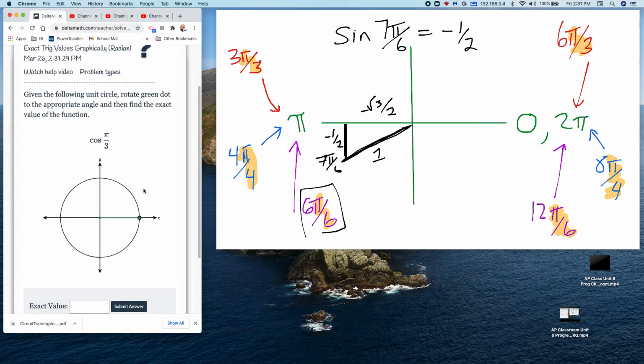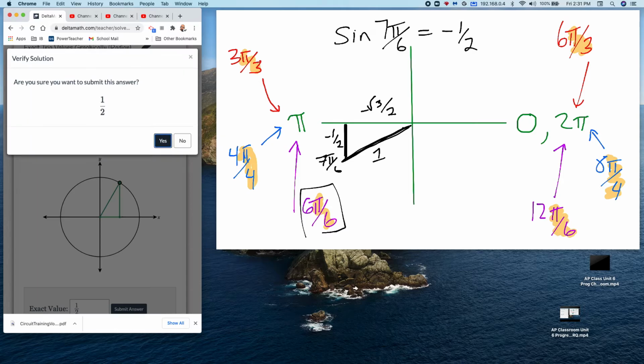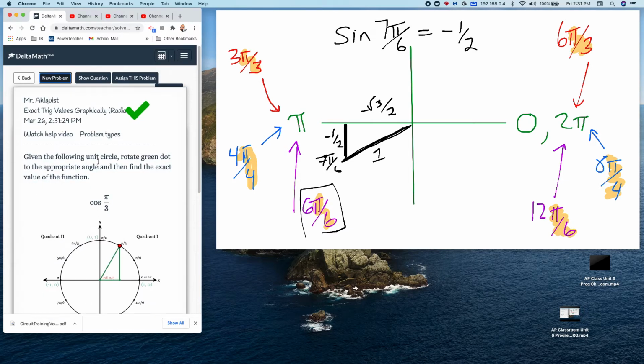Same kind of thing with this one. Cosine pi over 3. Pi over 3 is a 60-degree angle. Pi over 3 goes to right there. Cosine is this side right here. You know that side is 1/2. So if we just do 1 divided by 2, we should get the answer. Do another one.